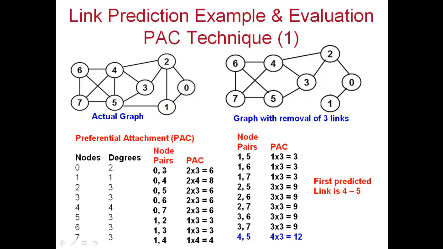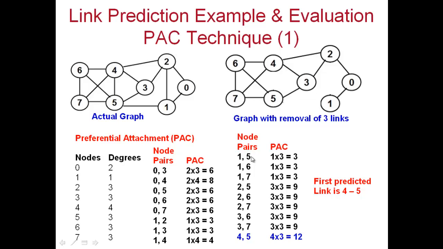So now for each of the node pairs, look at the node degrees that we have. For node 0 you have degree 2. For node 3 you have degree 3. So it's 2 times 3 is 6. That's the PAC score. Now for the pair 0, 4, again 2 times 4, which is 8. For pair 0, 5, it is 2 times 3, which is 6. So likewise, you find the PAC score for every node pair.